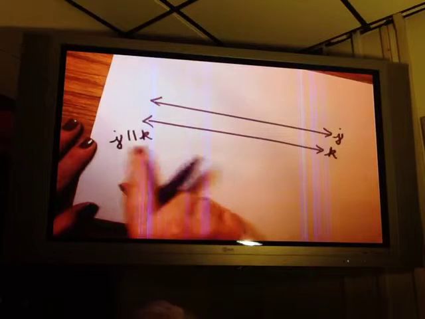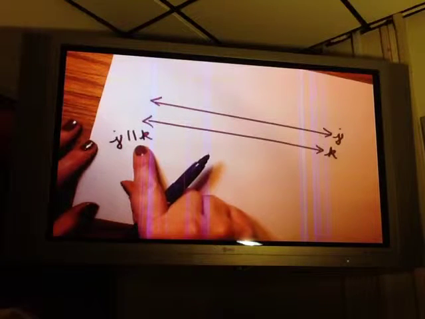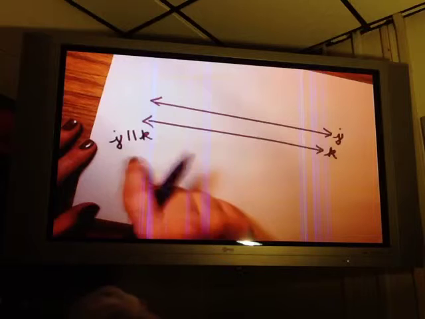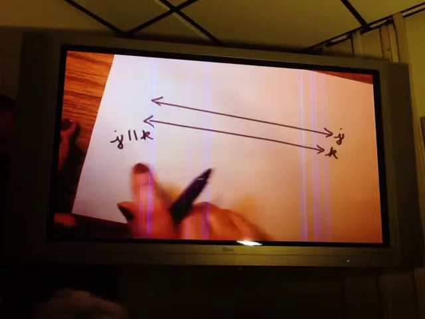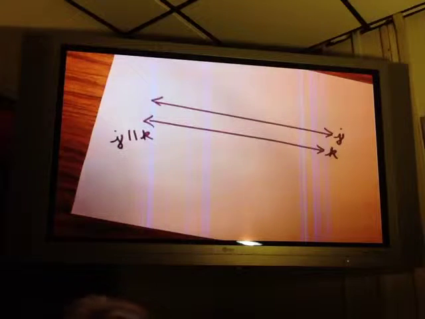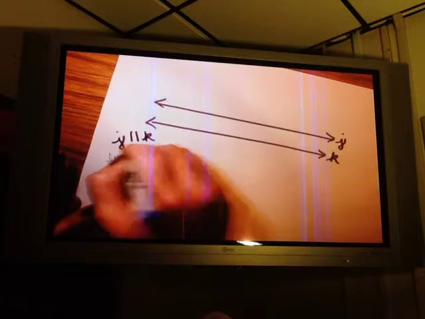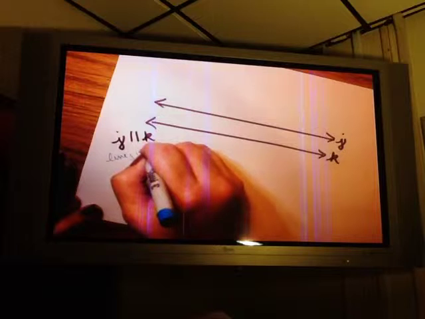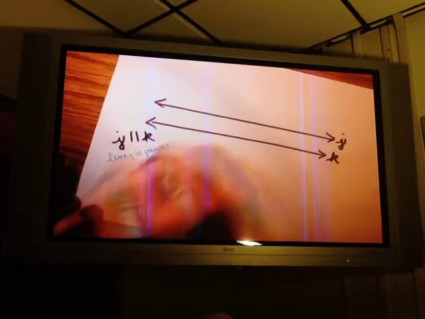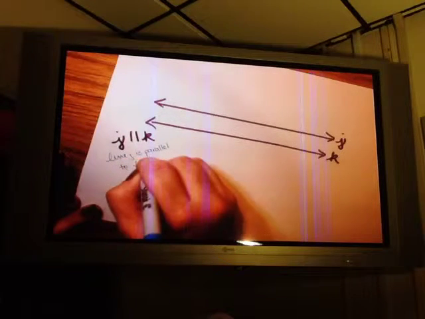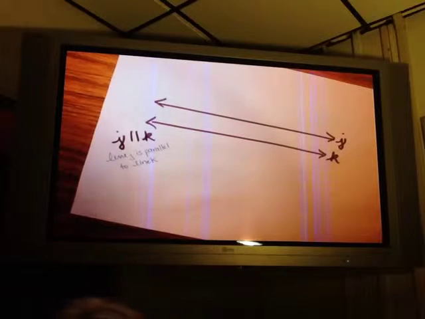So if you were to see this and you had not completed your book, that would look like somebody was writing JLLK or JIIK, who knows. But what that truly means is that line J is parallel, bless you, is parallel to line K. That's what that means. And if something's parallel, that means it's never touching.